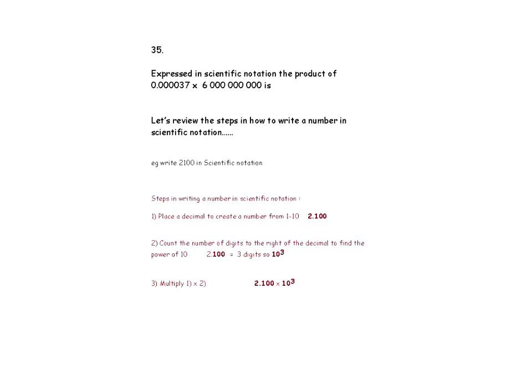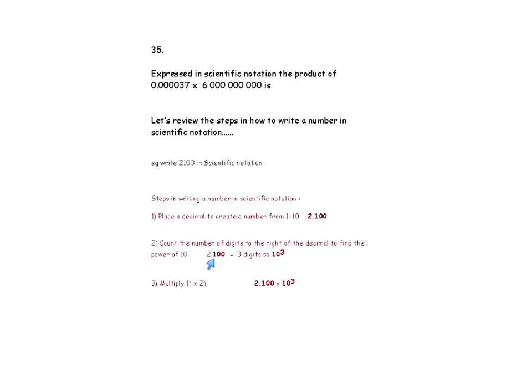There's one more question to do. We have to express this number in scientific notation, so we're expressing the product. Again, product is when you're multiplying two things together. Let's review how we do scientific notation. So for instance, if you write this number in scientific notation, there's two steps we do. First of all, we place the decimal to create a number between 1 and 10. So we put the decimal there to create the number 2.1, which is between 1 and 10. That's step 1. Step 2, count the number of digits to the right of the decimal.